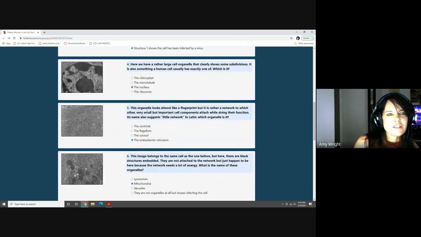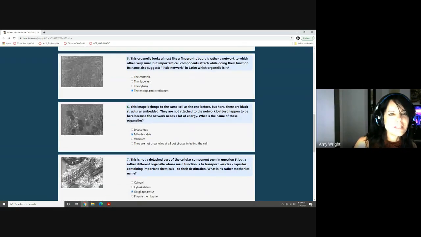This organelle looks almost like a fingerprint, but it is rather a network to which other very small but important cell components attach while doing their function. Its name also suggests little network. Which organelle is it? That's your endoplasmic reticulum. And you can just remember that because they look like little folds together here. So that is your endoplasmic reticulum.